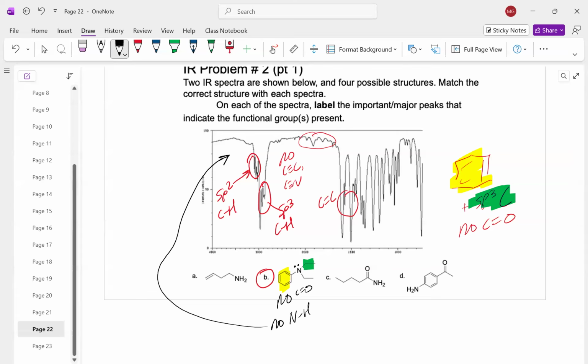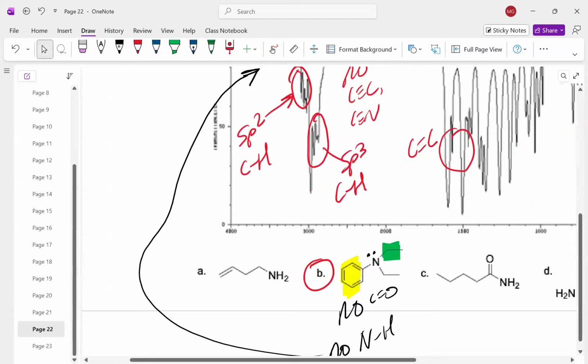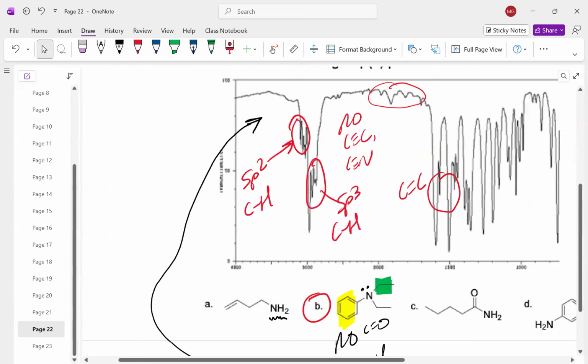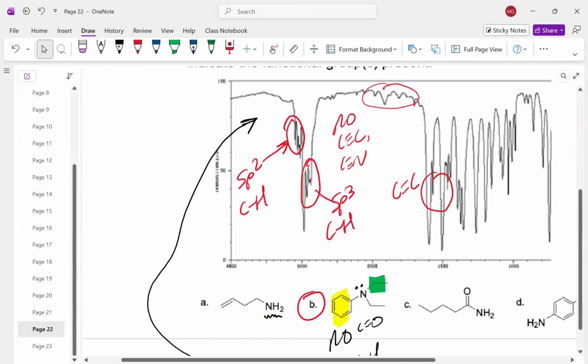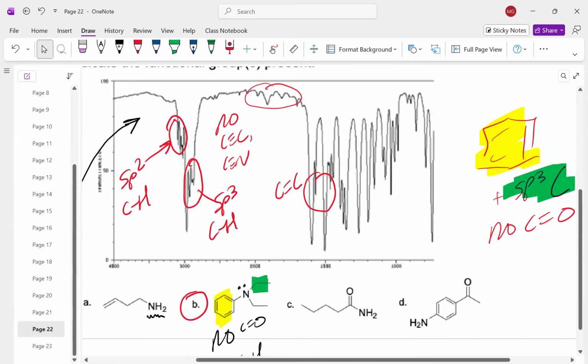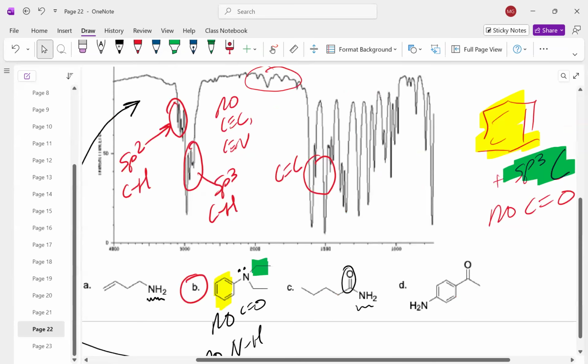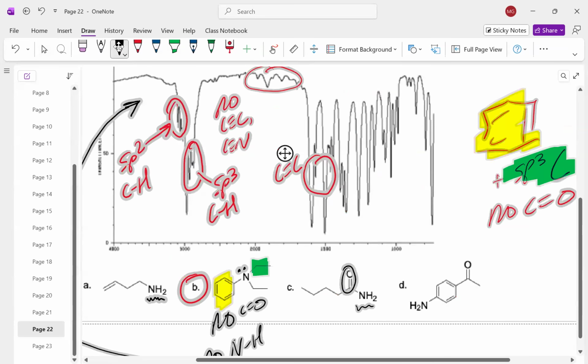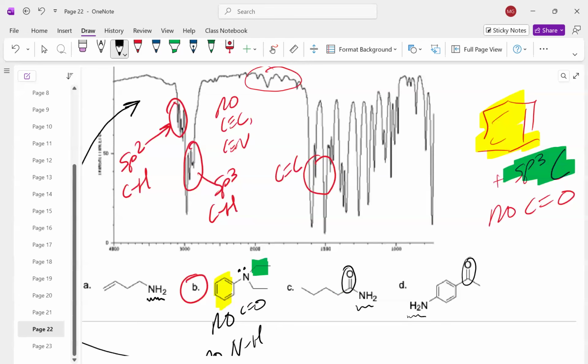Now let's go through and look at, for example, A and see why A is not the right answer. Well, A's got NH bonds in it, so I should see NH signals, which I don't. Why isn't C correct? Well, C's got a carbonyl, which the IR says I don't have, and NH bonds. And then I could say the same thing for D. There's NH bonds present and a carbonyl, which is not showing up in the IR.